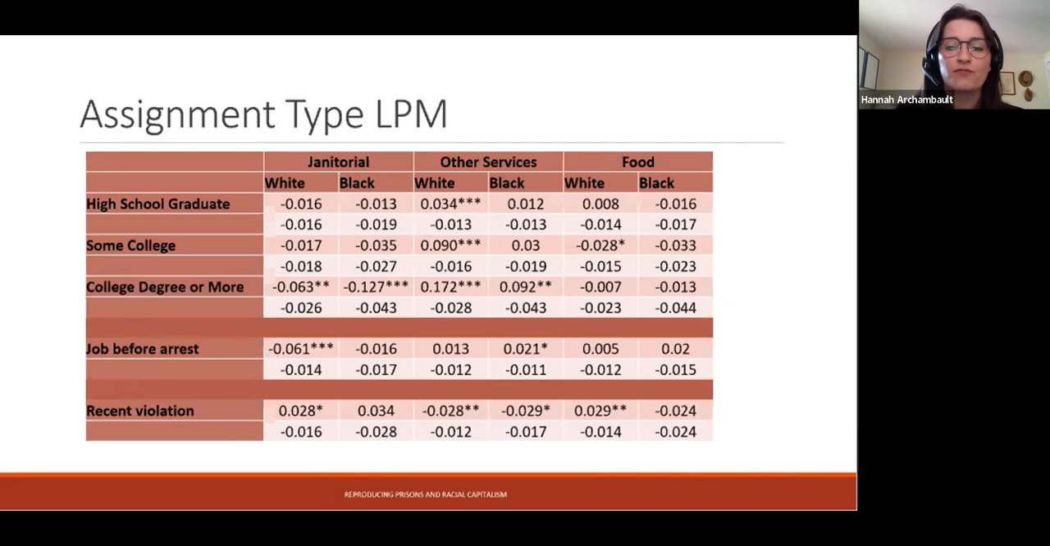It's worth noting that for white incarcerated workers, a recent violation made them more likely to get work in the food category. Given that Black incarcerated workers were significantly more likely to work in food-related assignments overall, it's possible that this increase in working in food is actually a demotion for white workers.